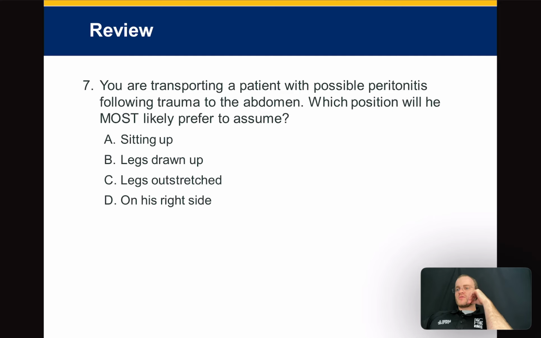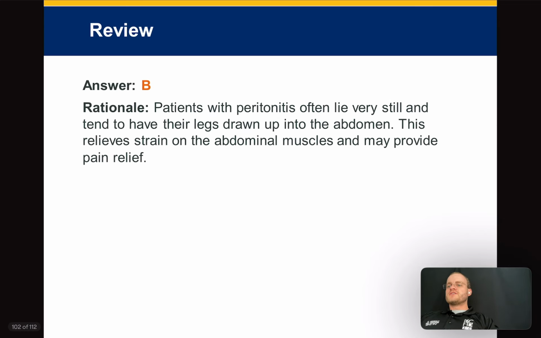You are transporting a patient with possible peritonitis following trauma to the abdomen. Which position will he most likely prefer to assume? Ooh, I didn't tell y'all this. It's with the legs drawn up. You'll see this with people with peritonitis because it pulls less tension off of the peritoneum. I didn't tell y'all that. That's something you might know with someone with peritonitis. Patients with peritonitis often want to lie still and have their legs drawn up. This kind of unstretches the peritoneum. When you lie flat, it pulls the peritoneum real stiff and flat, you know.